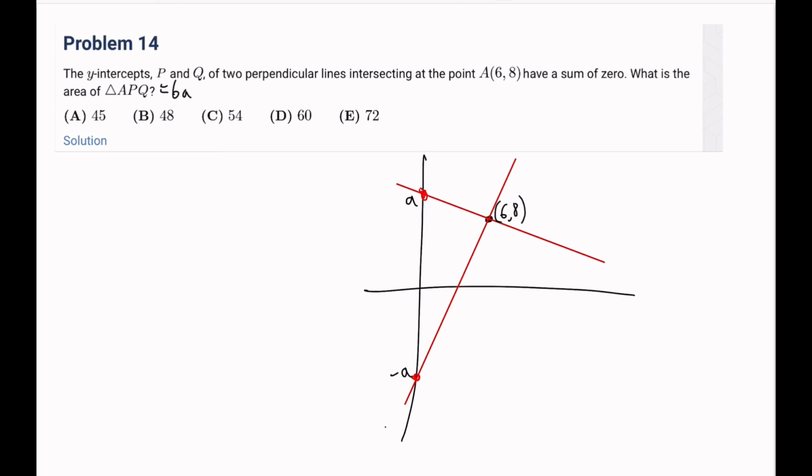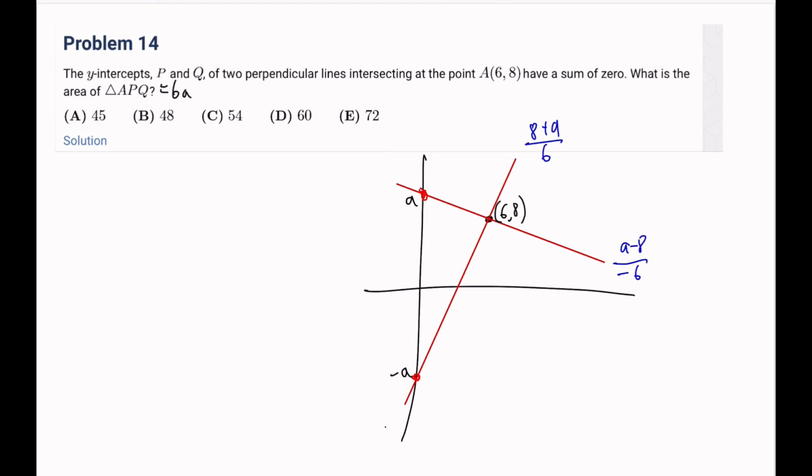Since the lines are perpendicular, we can see that this slope and this slope will be negative reciprocals, right? This slope will be 8 plus A over 6, because if you see here, this much is 6, and this much is 8 plus A. Now this side would be, this much is minus 6, and this is A minus 8, right? So minus 6 and then A minus 8.